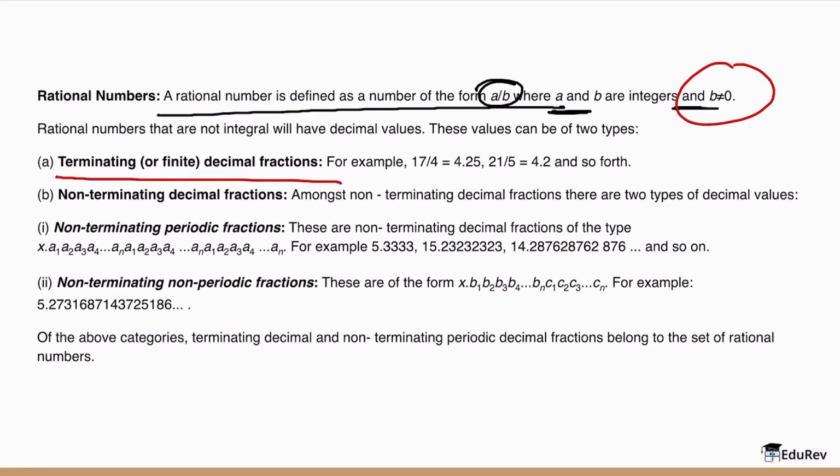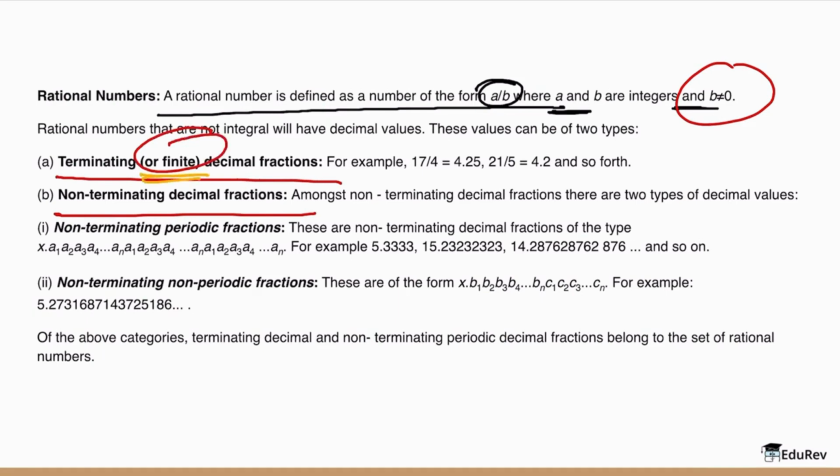They can be terminating ones, or finite, or non-terminating ones. Now, terminating ones are the ones which terminate. What do you mean by terminate? Terminate means which can end. That's why the term finite is used in this.